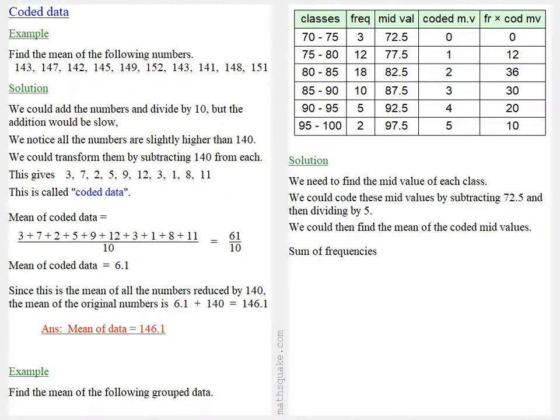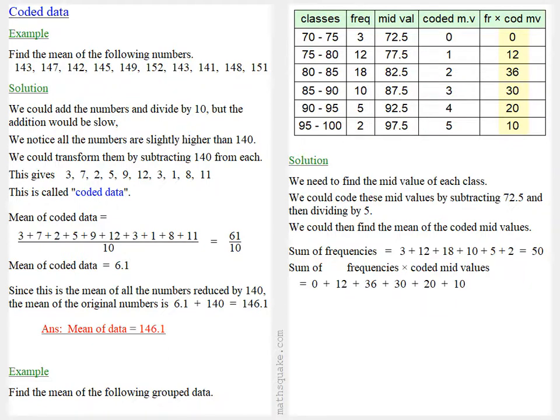Now we can get the sum of the frequencies as 3 plus 12 plus 18 plus 10 plus 5 plus 2, which is equal to 50. And we can get the sum of the frequency times the coded mid values as 0 plus 12 plus 36 plus 30 plus 20 plus 10, which is 108. So that gives us a mean of the coded data as 108 divided by 50, which is 2.16.